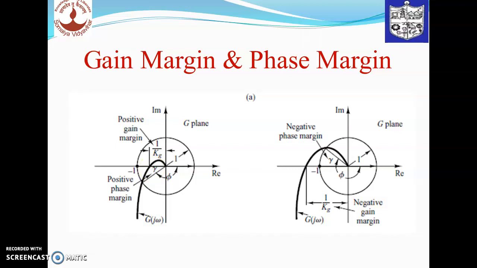So here the phase margin is positive, gain margin is positive, so the system is stable, whereas here gain margin is also negative, phase margin is also negative, because this is the phase of G(j omega), the open loop transfer function, which is some negative angle beyond 180, and 180 plus that will give you a negative phase margin. So this gives you an unstable system.